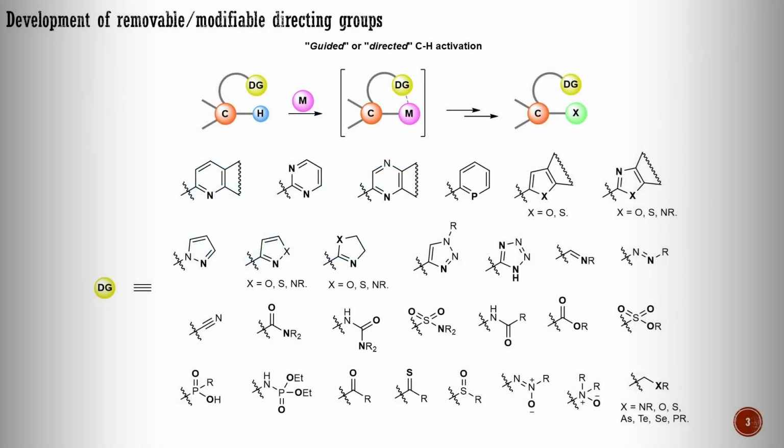Here, once more, one can observe most of the directing groups developed during the last 2 decades. A common feature for most of them is that they are connected to the main molecule via a carbon-carbon bond. As you know from the general organic chemistry course, carbon-carbon bonds are not easily accessible for chemical transformations, meaning that the removal or further functionalization of these directing groups is almost impossible.